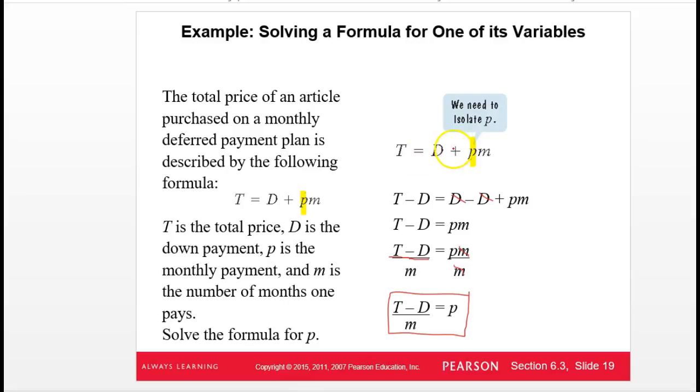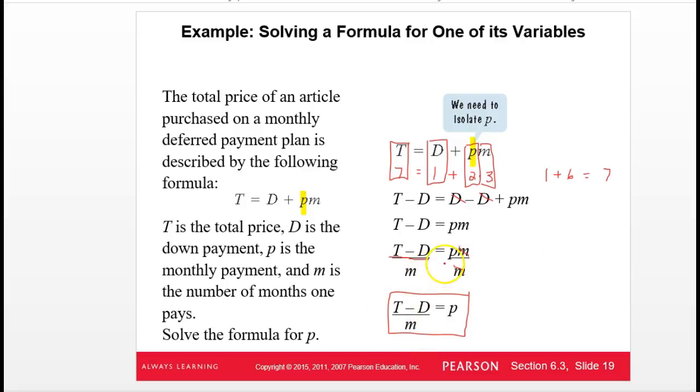Again, the dirty way to check this: the T is isolated, so pick something for these other three. I'm going to say D is 1, P is 2, and M is 3, just to have something to check it. So again, order of operations, 2 times 3 is 6. So that's 1 plus 6, which is 7. So that means T is equal to 7. Now, back in this expression down here, I'm going to replace T with 7, D with 1, P with 2, and M with 3, and see if this is true. If it is, then again, I've isolated P correctly.